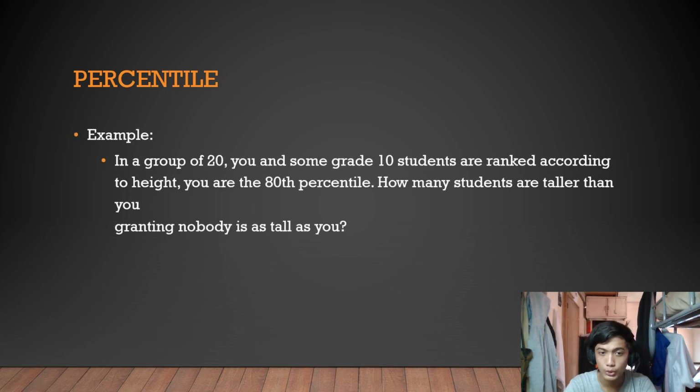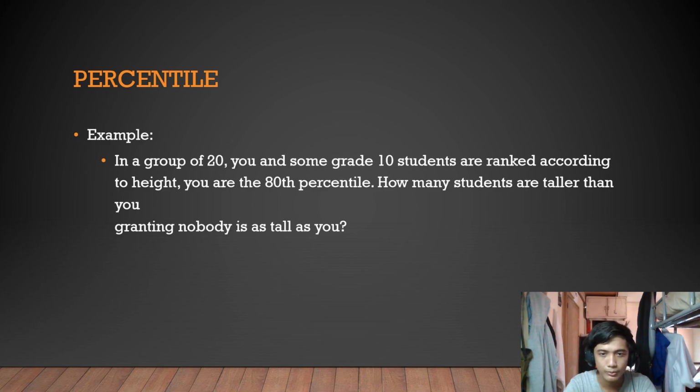In a group of 20, you and some grade 10 students are ranked according to height. So you are at the 80th percentile. How many students are taller than you? Granting that nobody is as tall as you. That means that nobody is as tall as you. You are the single lone holder of the 80th percentile.